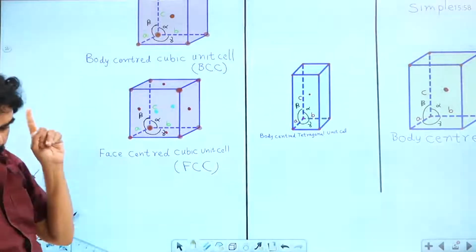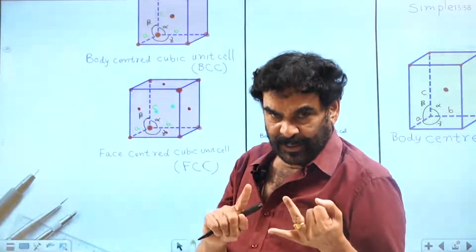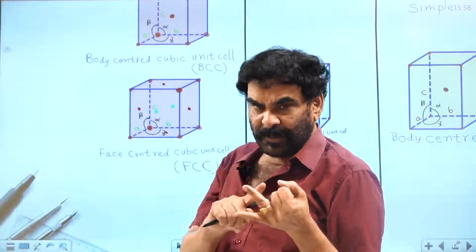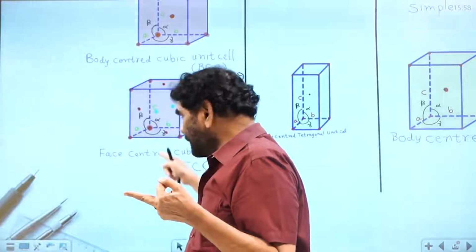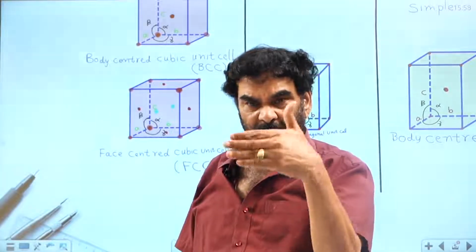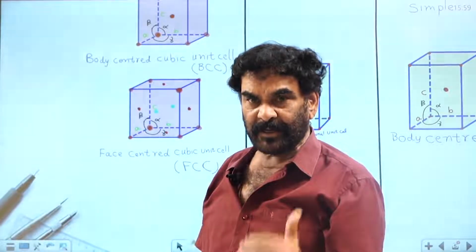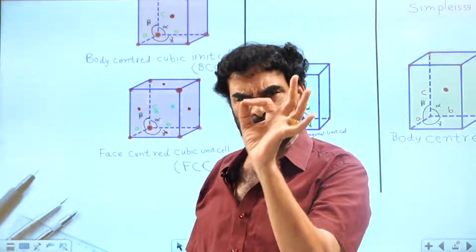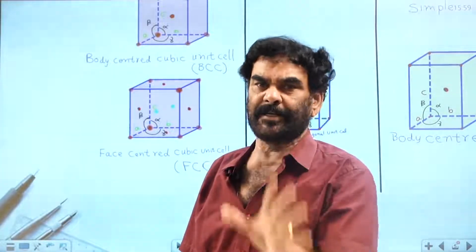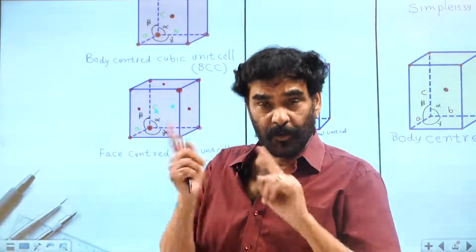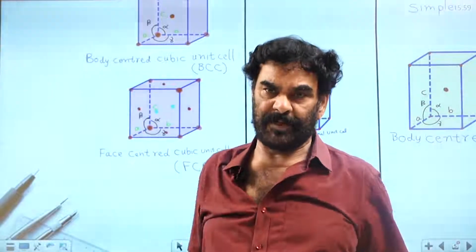So in the case of the cubic unit cell, a primitive or simple cubic unit cell is possible, a body centered unit cell is possible, and a face centered unit cell is possible. These three are not classified based on the cell parameters. Based on the cell parameters, the unit cell is called just the cubic unit cell. That's all. In the cubic unit cell, based on the distribution, three types of unit cells are possible.